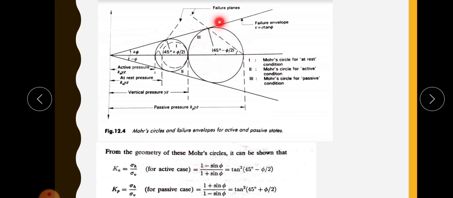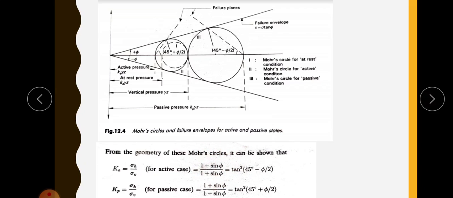At that point we are drawing the Mohr's circle for minor stress value and major stress value, and this is the passive pressure. So this is the variation. From the geometry of these Mohr's circles, it is very clear that for active case, Ka is equal to 1 minus sin phi by 1 plus sin phi. This derivation is not required. You just study this equation only.